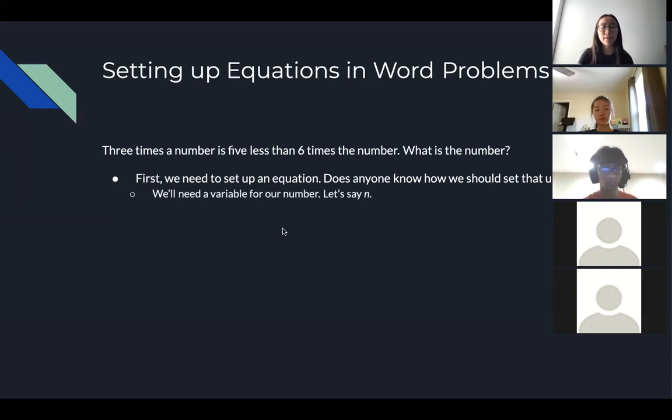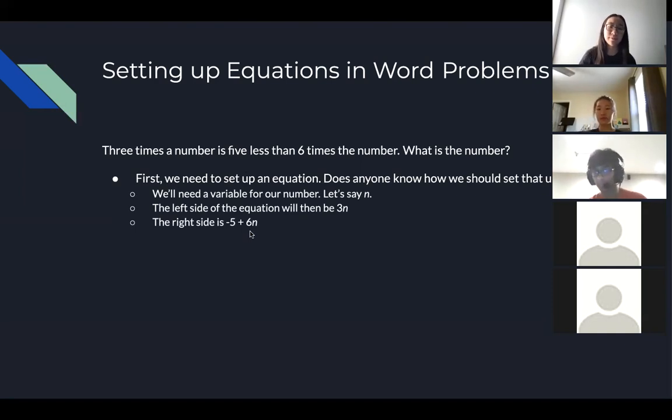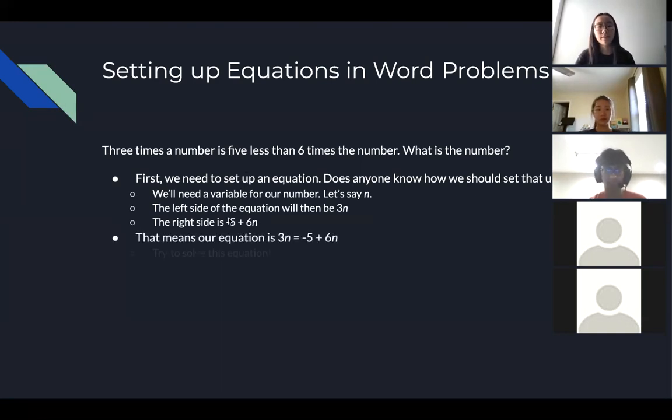Same thing. And so first, we're going to set a variable for the number. So in this example, we can use n. The left side of the equation will be 3n, like it says in the problem. And the right side is -5 plus 6n, because 3 times the number is 5 less than 6 times the number. And so that's our equation.